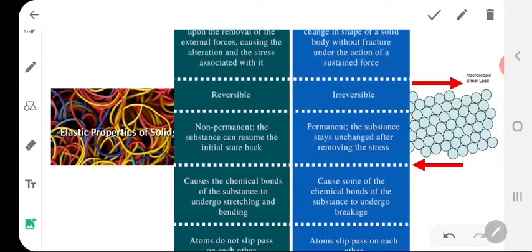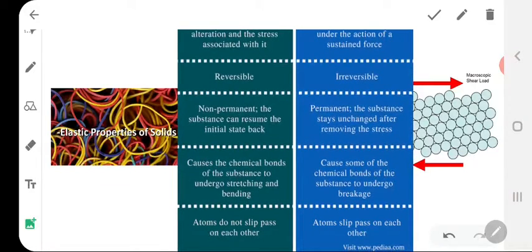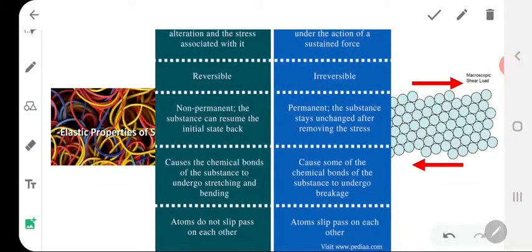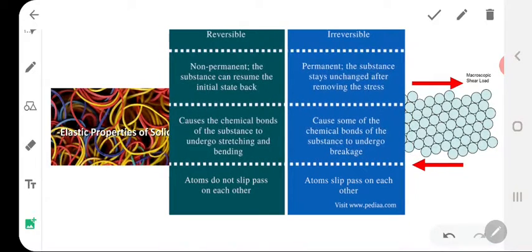Elastic deformation, as I said, it is non-permanent. The substance can resume the initial state back, whereas the plastic deformation is permanent. The substance stays unchanged after removing the stress. In case of elastic deformation, it causes the chemical bonds of the substance to undergo stretching and bending. But in case of plastic deformation, some of the chemical bonds of the substance can undergo breakage, due to which the change is permanent. Now, last but not the least, in case of an elastic deformation, atoms do not slip past each other, but in case of plastic deformation, atoms slip past each other.